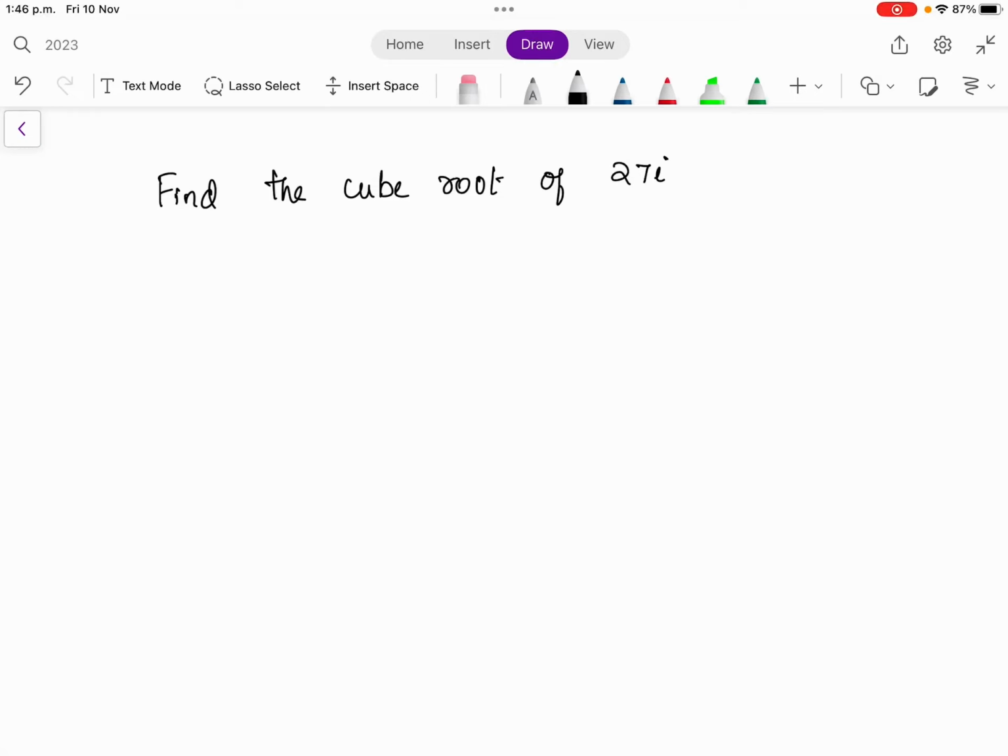Let's learn how we can apply de Moivre's theorem to find the cube root of certain complex numbers. So we have a question here: find the cube root of 27i. The first step is, cube root means you need to write it as z cubed is equal to 27i, and z is equal to (0 + 27i) to the power of 1 over 3.